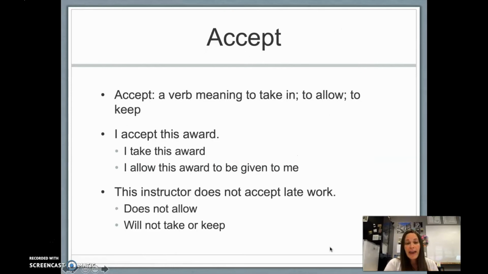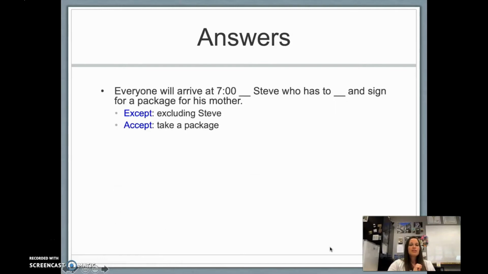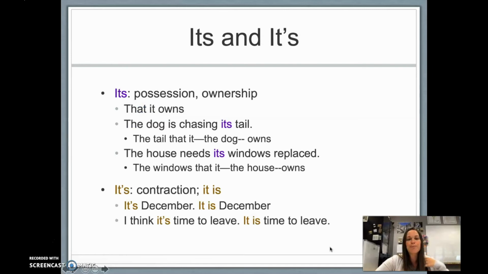Accept with an A is a verb meaning to take in, to allow, to keep, right? I accept this award, meaning I've received it, right? I take this award. The instructor does not accept late work. She will not allow or will not take it, right? Answers. Everyone will arrive at 7 p.m. I added p.m. except with an E because we're excluding Steve, who has to accept, meaning receive, and sign for a package for his mother.